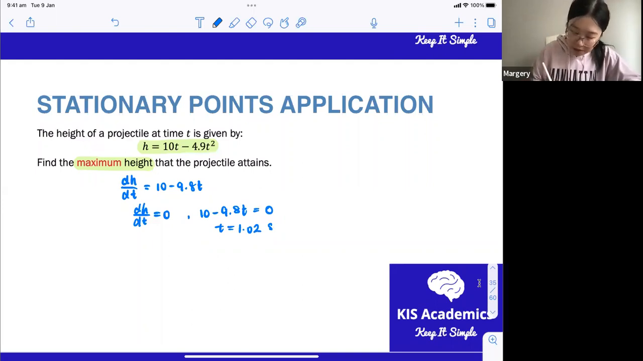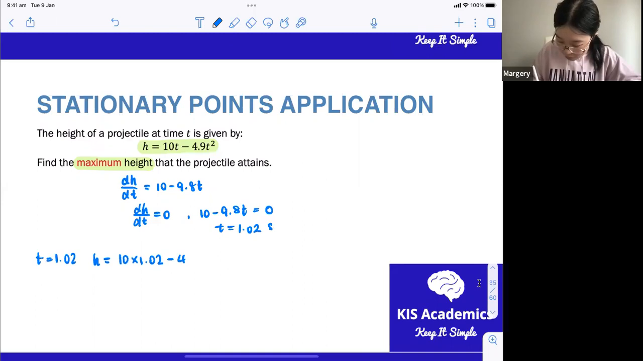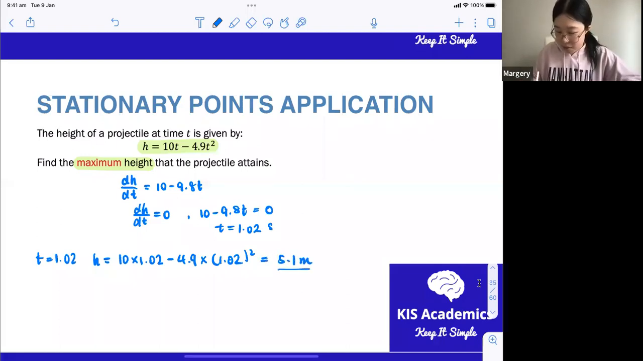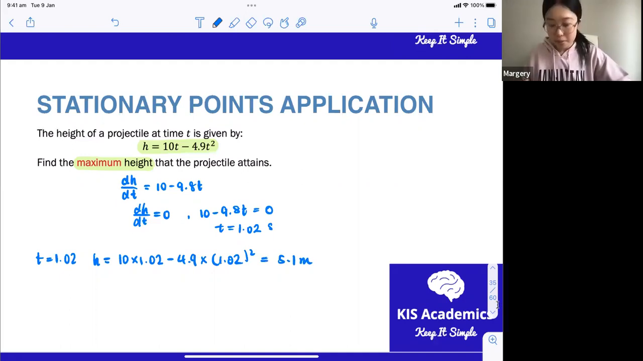So then to figure out the actual height at that point, I can substitute my t, when it's 1.02, into my h. So I get 10 times 1.02 minus 4.9 times 1.02 squared. Again, putting that onto our calculator, we get 5.1 meters there. And so 5.1 would be the maximum height that I get. So that's a bit of the applications for our stationary points.